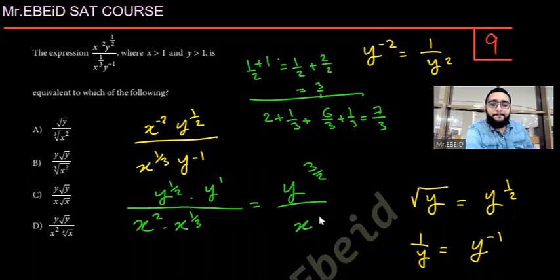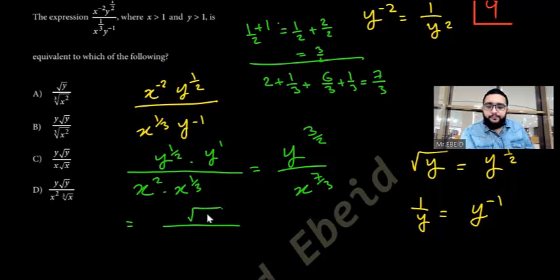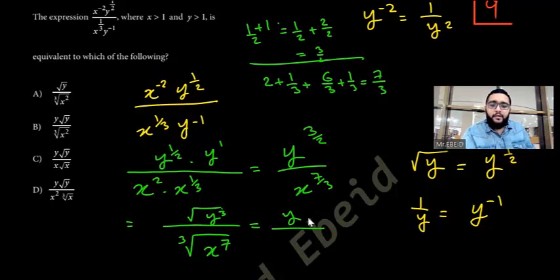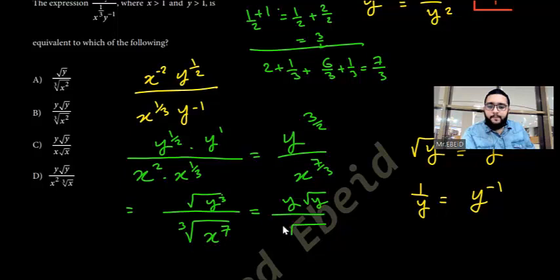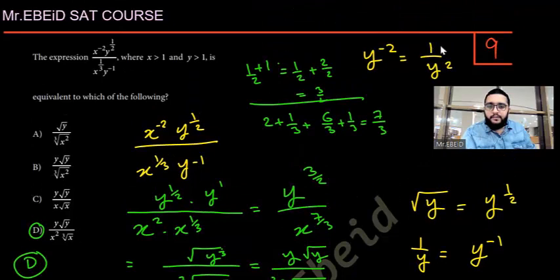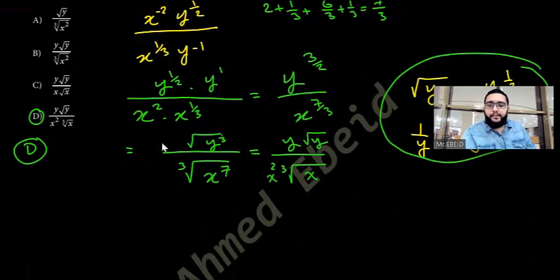So the final answer will be y to the power 3 over 2, which is y root y. In the denominator we have the cube root of x to the power 7, which will be x squared times the cube root of x. So the answer is D. This next one is pretty important. Next question.